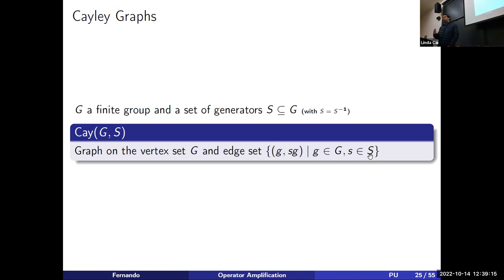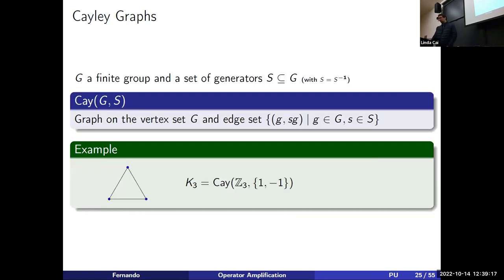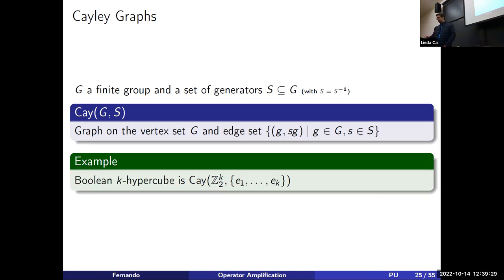And in this talk, we have already seen an expander graph, right? We have seen this Z3, right? The triangle is a Cayley graph. So you can think that the vertex set is Z3, and the generators are plus minus one. Another beloved example for us is the Boolean hypercube, right? The Boolean hypercube is an example of a Cayley graph. So we have Z2 to the k, and then you have these basis elements here, e1 up to ek.